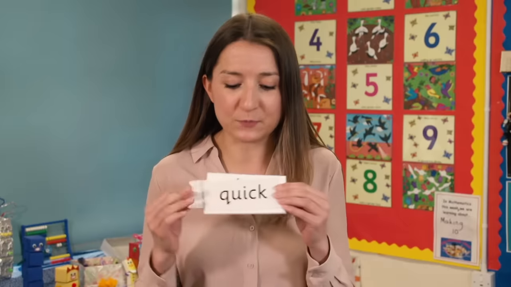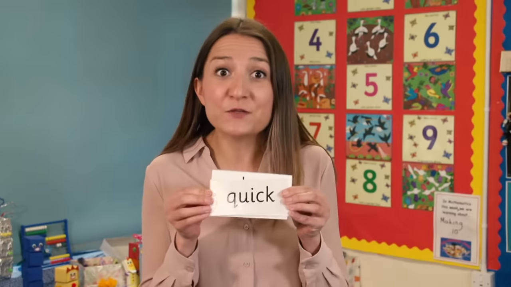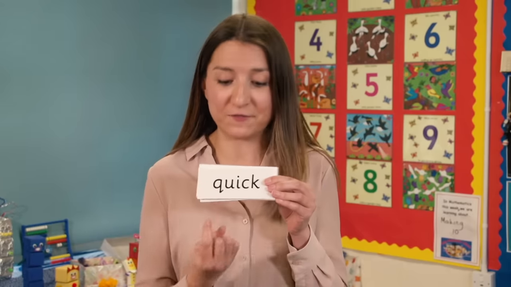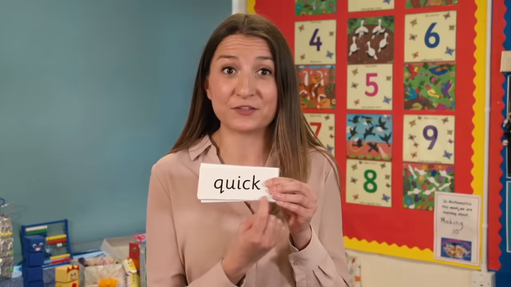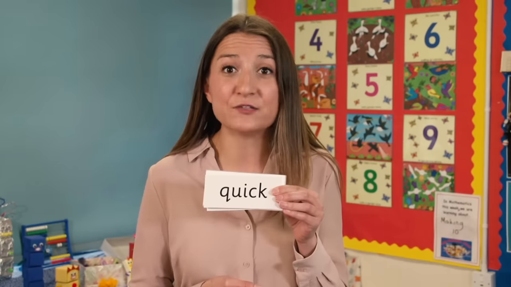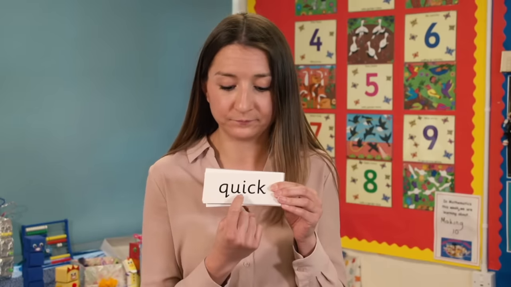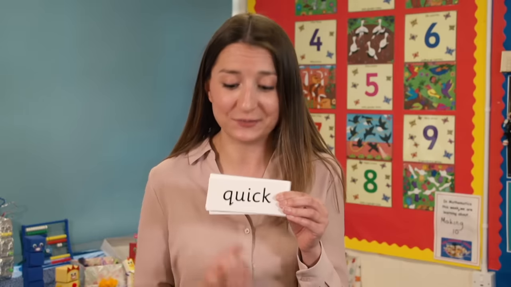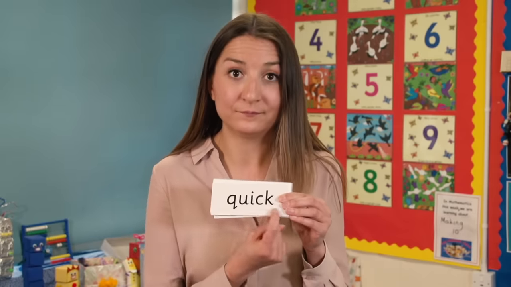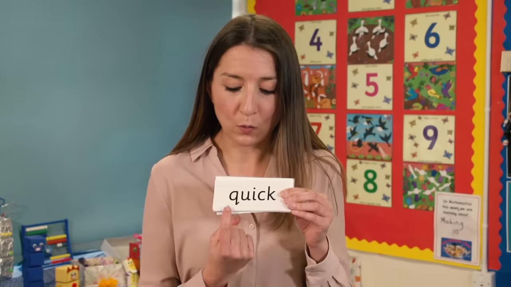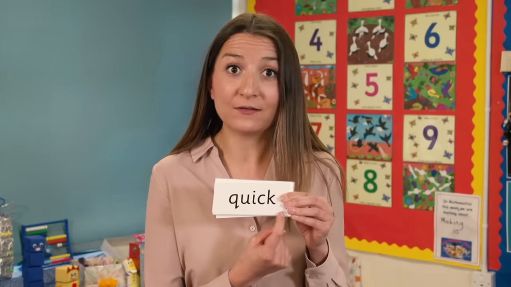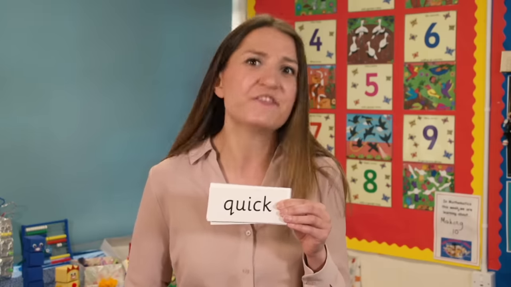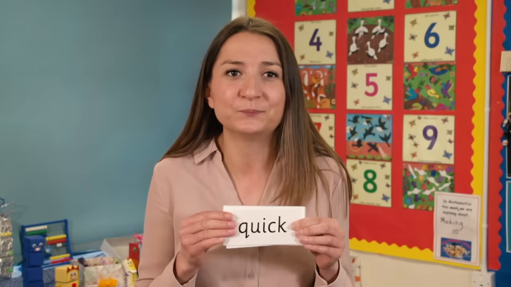Let's have a look at this word. Can you spot the digraphs? Yes, the digraphs are k and k. Read each sound as I point. Now blend and read the word. Quick, quick. If something is quick, it is very fast, quick as a flash.